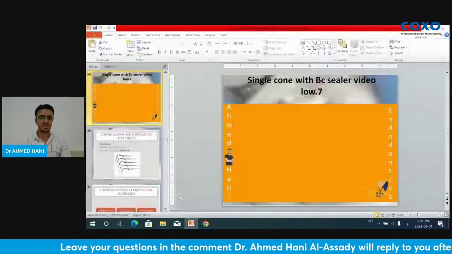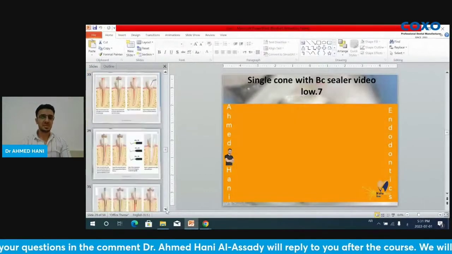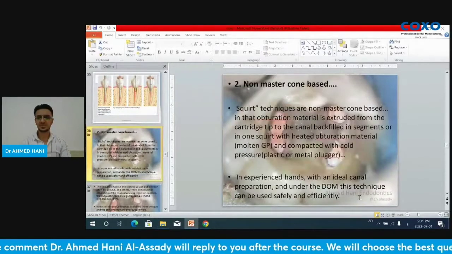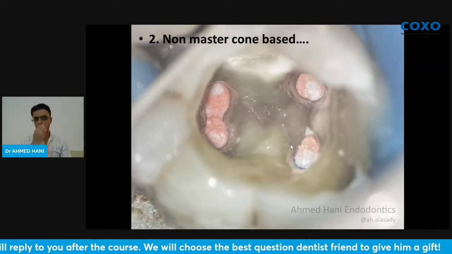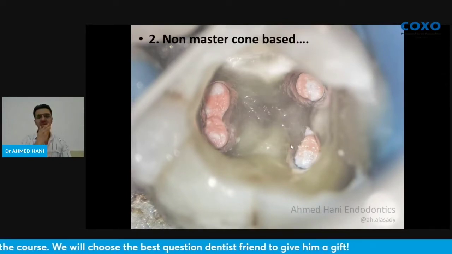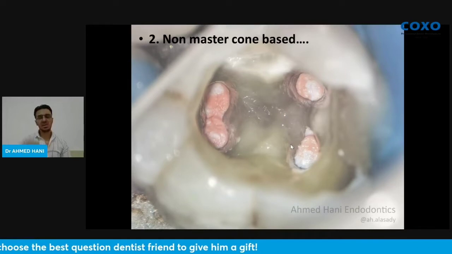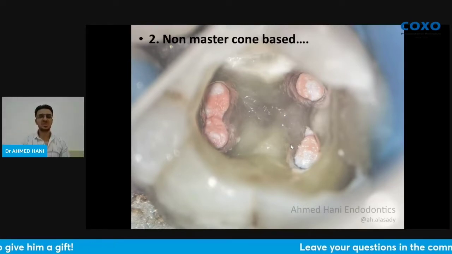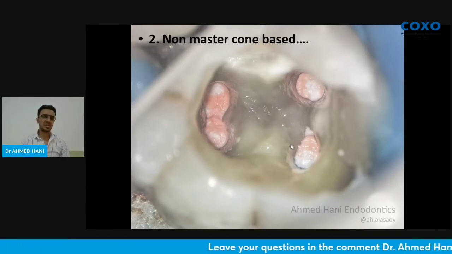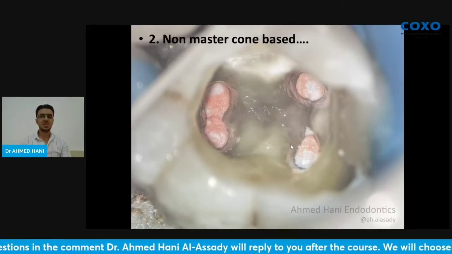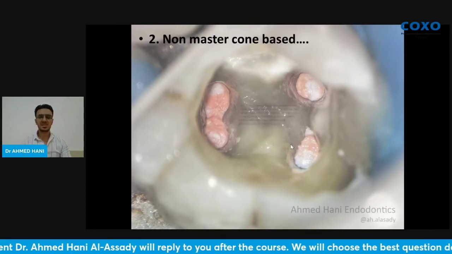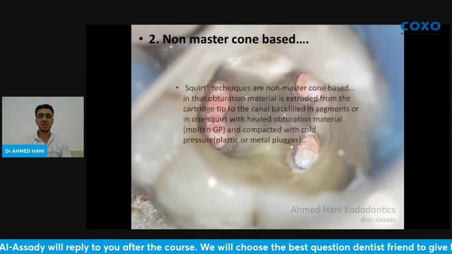So we will talk about the second group. I mentioned the first group, which is a master cone based technique, which is most commonly used. It's a warm vertical compaction technique, a single cone with BC sealer, and hot modified technique. This is the most commonly used recently. So now let's talk about the non-master cone based techniques, which is a squirt technique, non-master cone based.